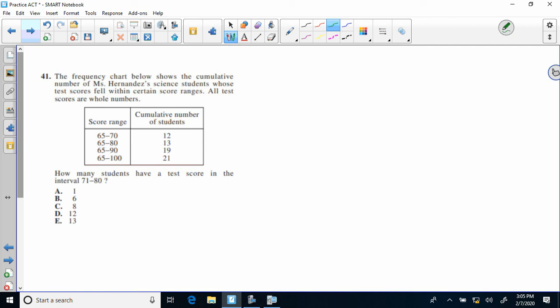41. The frequency chart below shows the cumulative number of Mrs. Hernandez science students whose test scores fell within certain score ranges. All test scores are whole numbers. How many students have a test score in the interval from 71 to 80? So if I'm looking at this, I'm going to start on the bottom because I think it makes more sense to start down here, between 65 and 100.